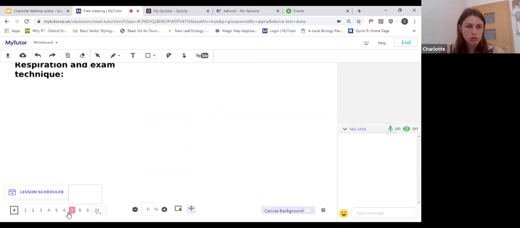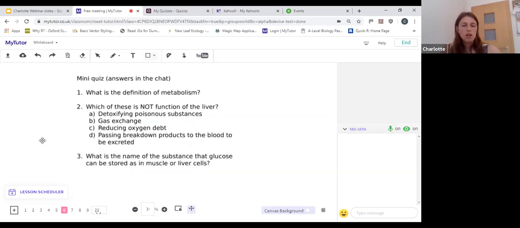Okay, let's do question 2. So A, B, C, or D, which of these is not a function of the liver? A, detoxifying poisonous substances, B, gas exchange, C, reducing oxygen debt, or D, passing breakdown products to the blood to be excreted. A, B, C, or D? Oh, loads of you answering this one. Brilliant. Well done, everyone.